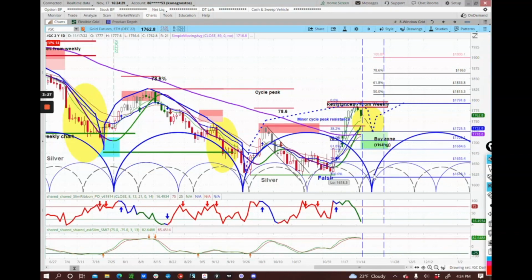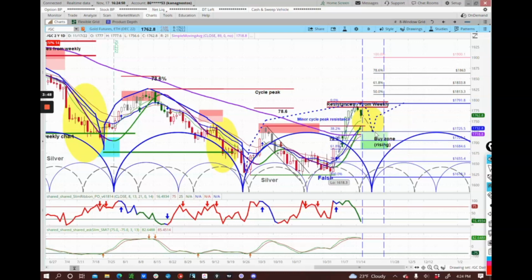That period of time starts on Friday, November 18th. Now we have a support zone here. It starts at about 1725 and a half on the top to about 1684.60 on the bottom. And what we need is for that zone to hold as gold futures retrace into this timing.